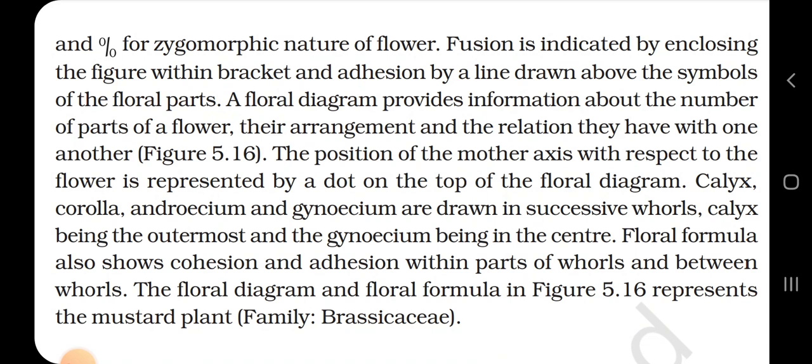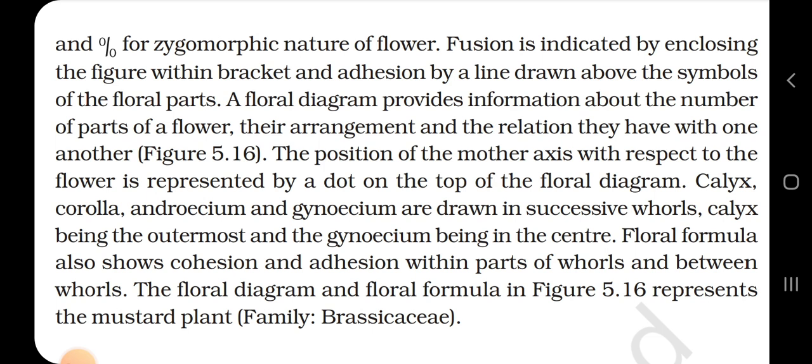Fusion is indicated by enclosing the figure within a bracket and adhesion by a line drawn above the symbols of the floral parts. The floral diagram provides information about the number of parts of the flower, their arrangement and the relation they have with one another. Figure 5.16.